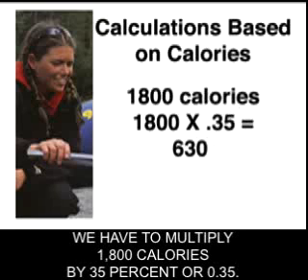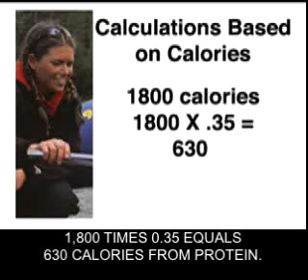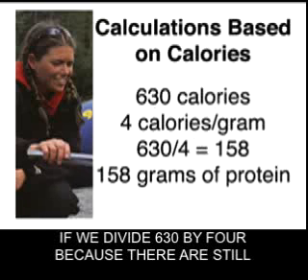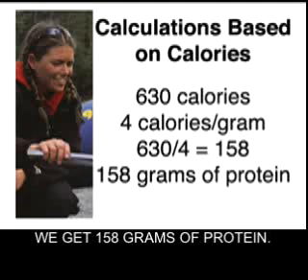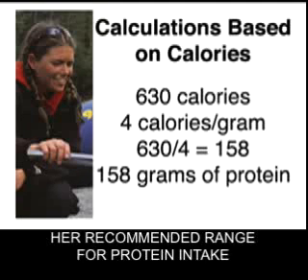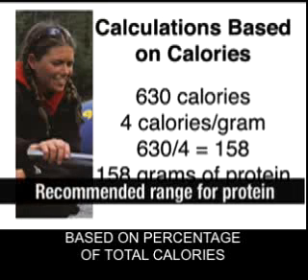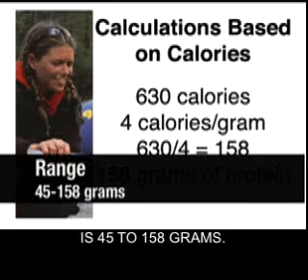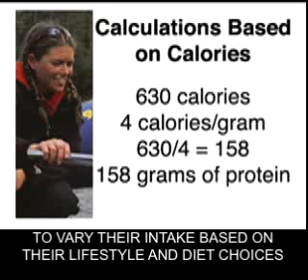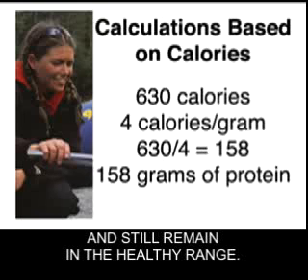To find the maximum amount for her, we would multiply 1,800 calories by 35%, or 0.35. 1,800 times 0.35 equals 630 calories from protein. If we divide 630 by 4, because there are still 4 calories in every gram of protein, we get 158 grams of protein. Her recommended range for protein intake, based on percentage of total calories, is 45 to 158 grams. It's a big range, but it allows people to vary their intake based on their lifestyle and diet choices and still remain in a healthy range.